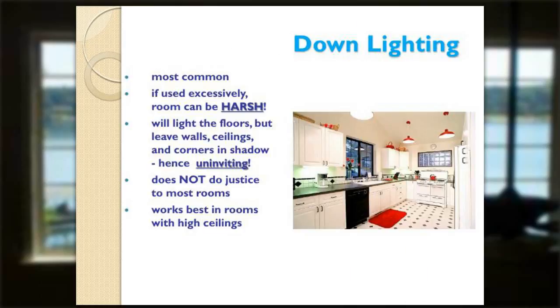Now, downlighting is the most common type of lighting, but it is very harsh and quite often not very positive to us as humans. It lights the floors, but it leaves the walls, the ceilings, and the corners in shadow, and very uninviting, not comfortable at all. So it doesn't do justice to most rooms. It does work pretty well with rooms that have high ceilings.